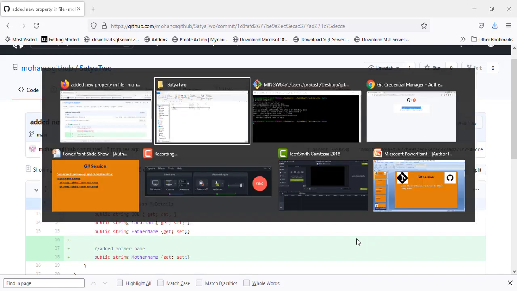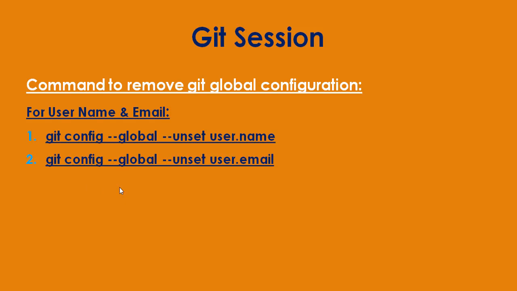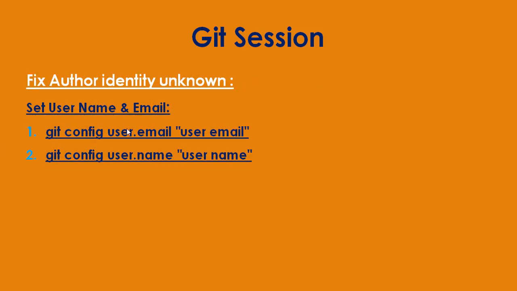Okay, now I'll go to my presentation here. Using this command I have already removed the git global configuration, and also how to locally remove this git configuration and the existing GitHub account from the credential manager of my Windows system. Okay, now I'll go to this one, how to fix author identity unknown during commit of the changes. I set the username and email, that is git config user.email and user.name, I mention my email, and for username I mention my username here.